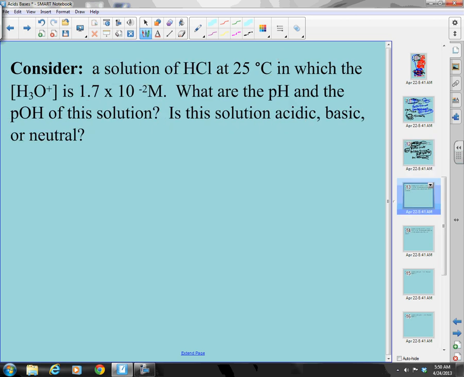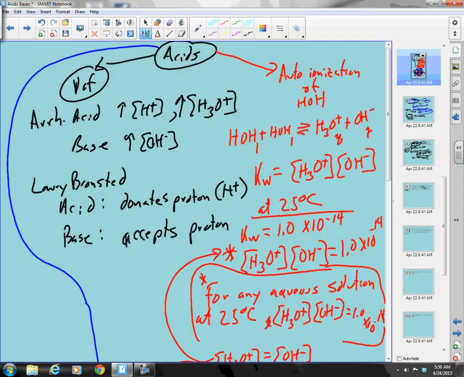Consider a solution of HCl at 25C in which the hydronium concentration is given. What is the pH? Aha, I tipped my hand, didn't I? And the pOH of this solution. Well, back to the notes. We want to talk about pH and pOH.